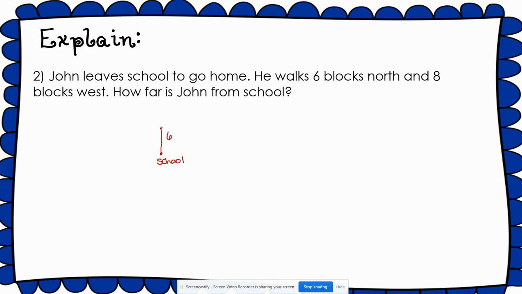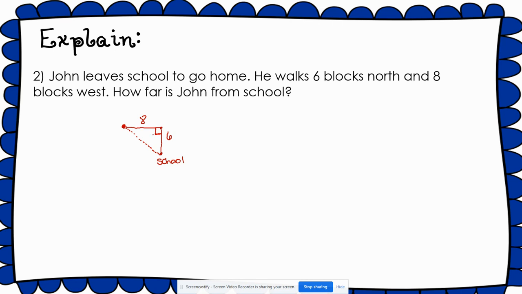From here, he walks 8 blocks west. So he turns immediately and walks west 8 blocks. If we go from north directly to west, then that is creating a 90-degree angle. At this point, John is right here, but the question asks how far he is from school. Technically, he could go back 8 blocks and then another 6 blocks, but really, the shortest distance between 2 points is a straight line. So really, we want to know how far away this point is from this point.